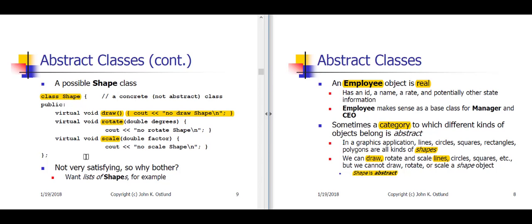Now, if we can't actually draw or rotate or scale shapes, then what good is it to have a class shape in the first place? Well, the benefit of this is that we might want to have collections of shapes. That is, we might want to have lists of shapes, or trees of shapes, or vectors of shapes, or whatever. In the case of options, we know that we can have a portfolio of options.